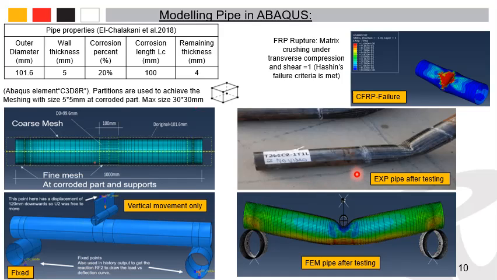Finally, we can see the experimental pipe after testing and the equivalent FEA model. I should give a hint about the failure mode obtained. It was FRP rupture, matrix crushing under transverse compression and shear, since Hashin failure was adopted and is met.